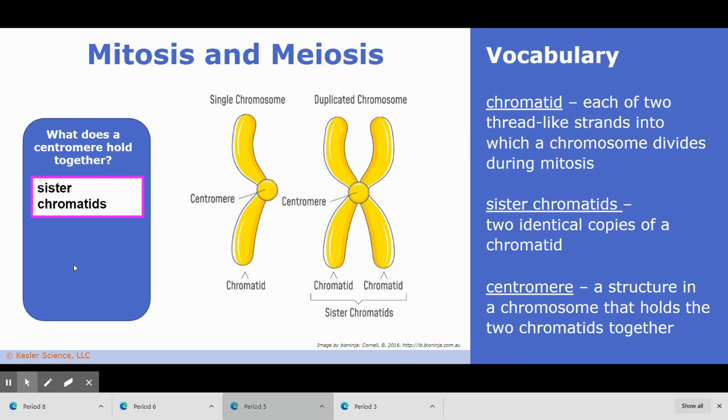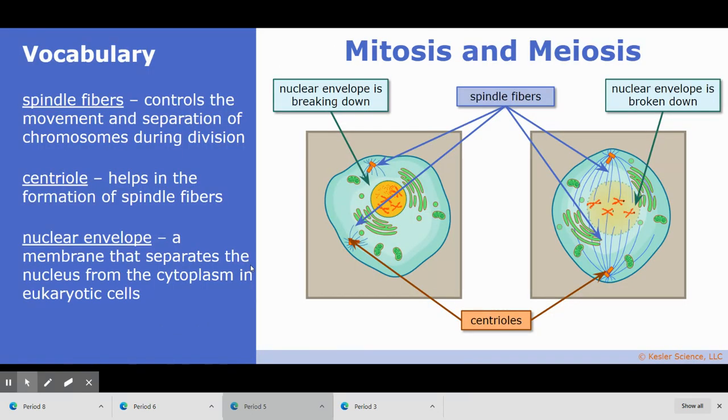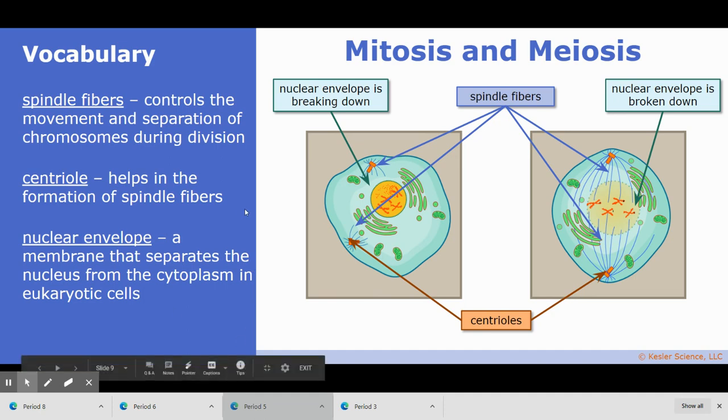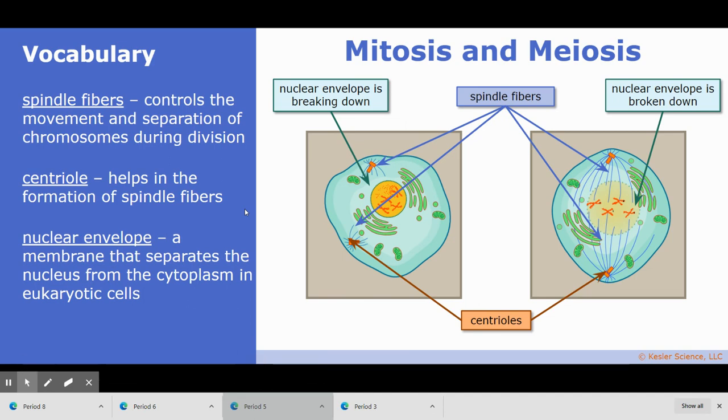So a centromere is going to hold the sister chromatids together. You can see that round button-shaped thing here. All right, spindle fibers. These are going to control the movement and separation of chromosomes during cell division. A centriole helps in the formation of spindle fibers, and the nuclear envelope is the same thing as a nuclear membrane. It's a membrane that separates the nucleus from the cytoplasm in eukaryotic cells.